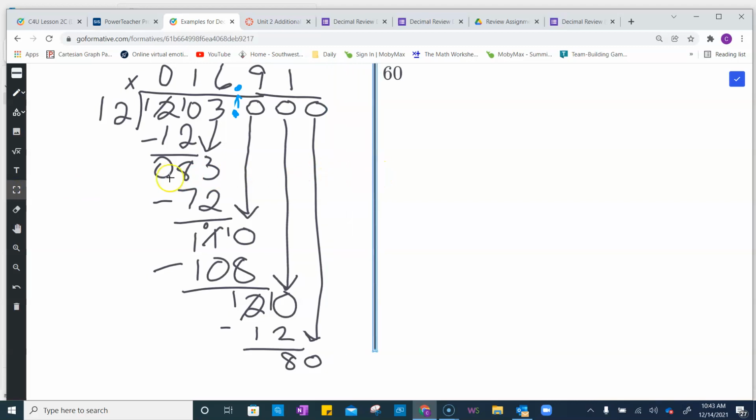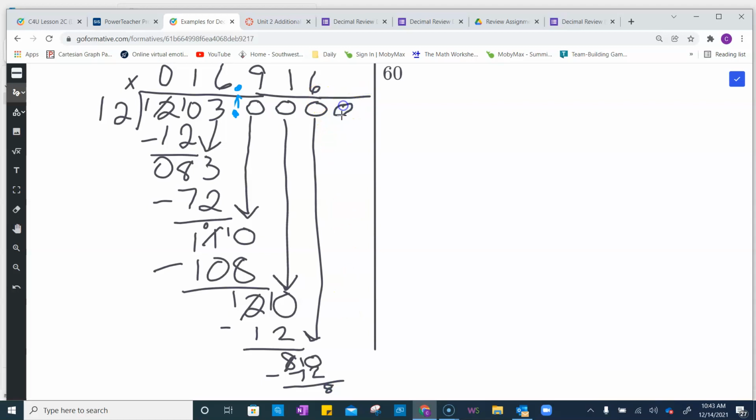Scoot that over. How many times does 12 go into 80? How many times can I take 12 from 80? And the answer is 6, and I get 72. And I subtract. When I subtract, I get 8 again. So I'm like, ugh, I have a remainder. I've got to divide again.